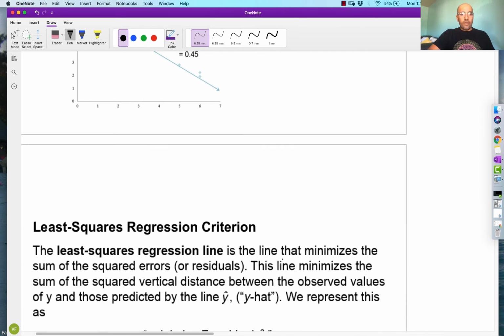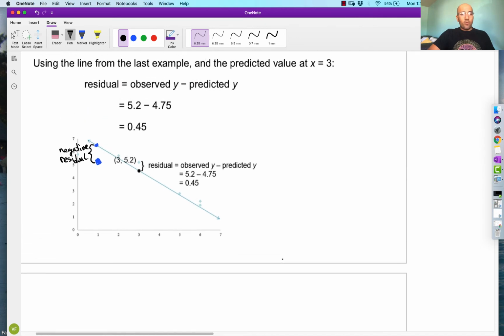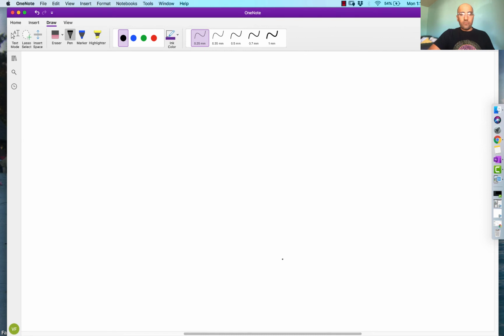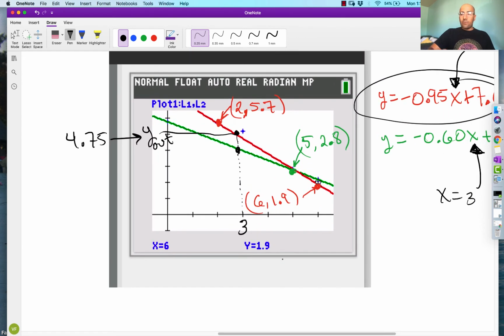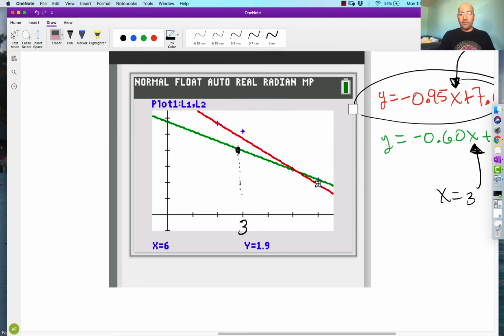Okay, so how do we decide which line does a better job? There's several ways to think about that. Remember, back up here, there were two guesses, the green line and the red line. And I can use either one, and they both give me good predictive values. But which one does a better job? Right? Who's to judge which line is better? Well, one way to do that is to find the line that creates the smallest sum of square residuals.